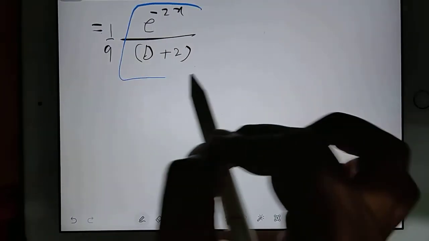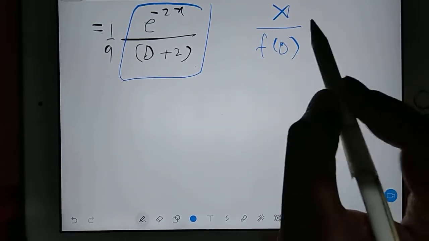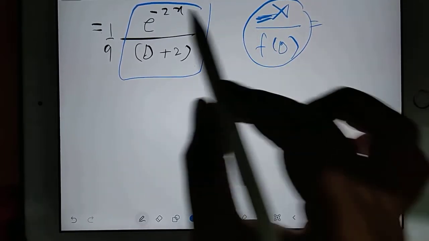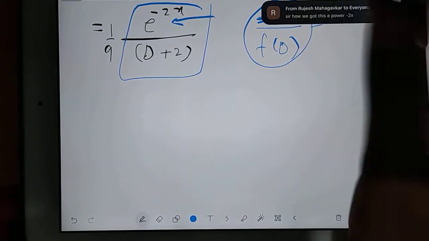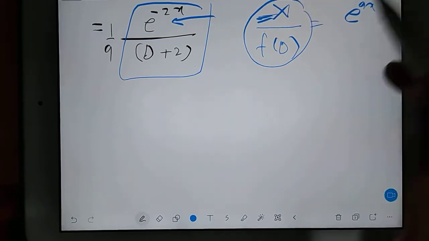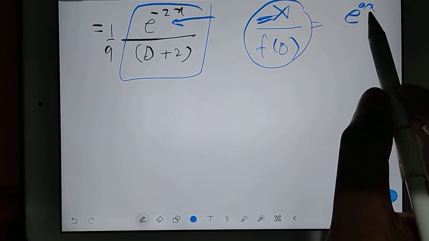Now what is this again? This is again the form of x by f(D). So what is the value for this? Your x is now exponential. Again the same answer, e power ax. Yeah, we got the e power minus 2x, no? E power minus 2x is given.